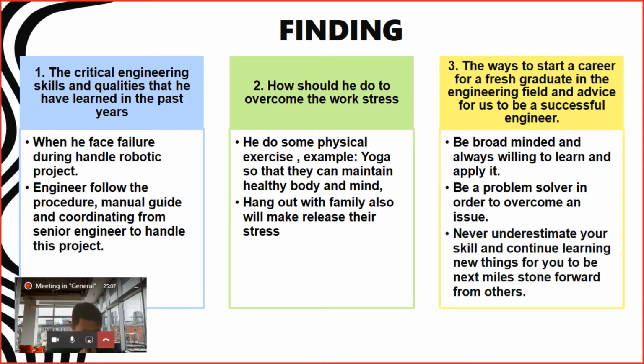For the findings part, it is about the answers that we obtained from the questions that we asked the engineer we interviewed. These are some of the questions that we asked. First, the critical engineering skills and qualities that you have learned in the past years. The answer from the engineer was about when he faced failure while handling a robotic project. This is because he didn't follow the procedure or rules when handling the project. That's why he faced the failure. So an engineer should follow the procedure, manual guide, and coordinate with senior engineers to handle a project.